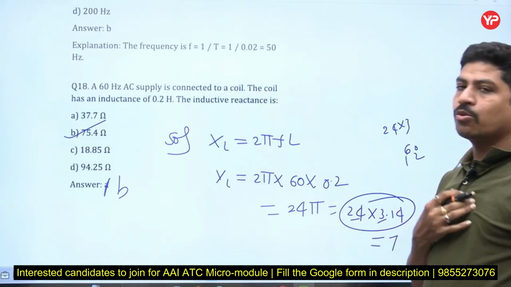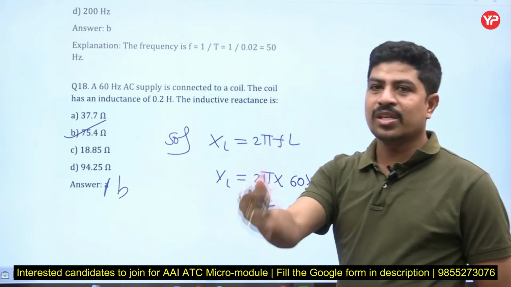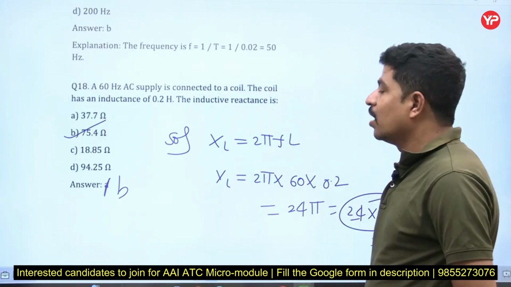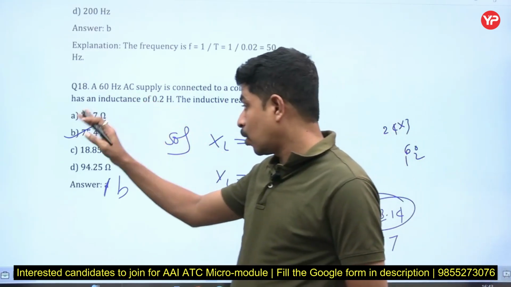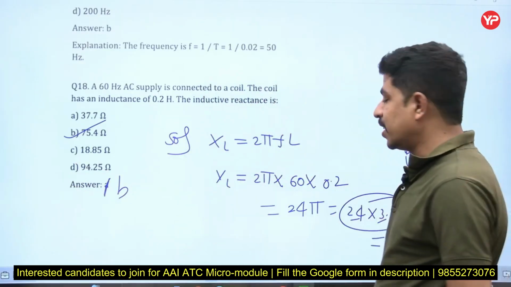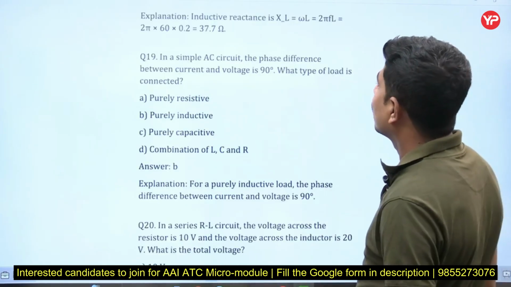Without a calculator you must be in a position to multiply at least to the nearby value and you must choose the correct option. It's not going to be 37, it's not that low. It's not going to be 18, it is not that low. 94 is exceeding, right? It is 75 only. Yes sir.